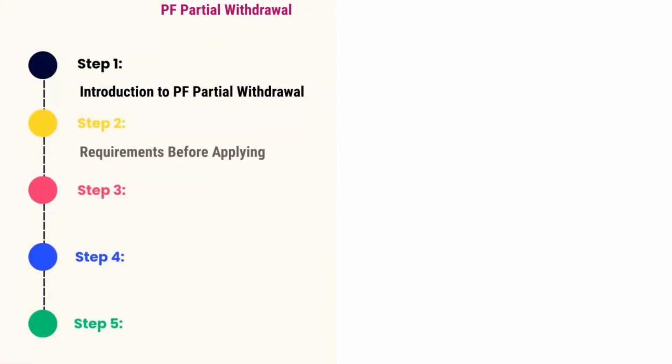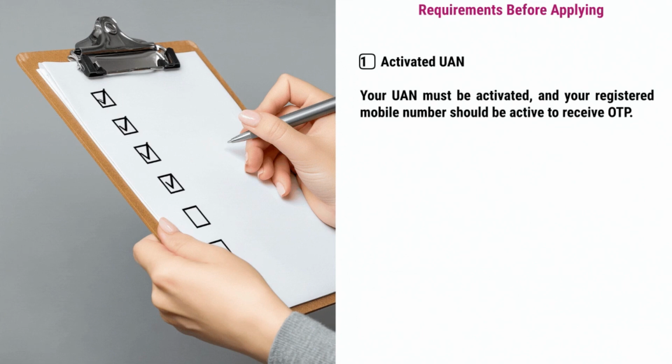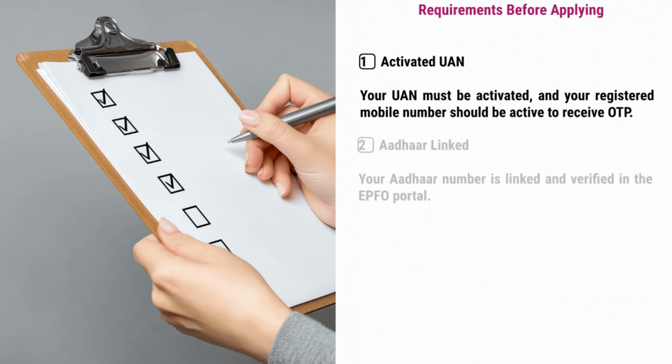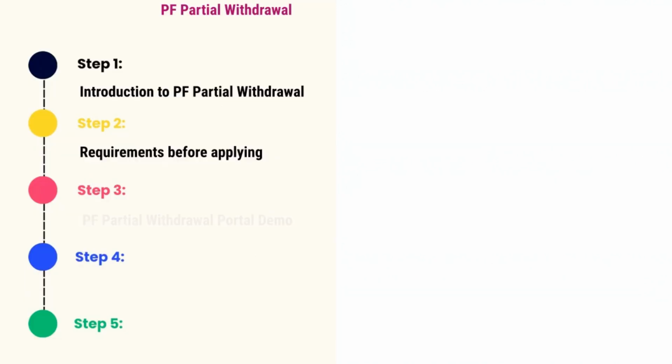Step 2. Requirements before applying. Before applying for PF partial withdrawal, make sure the following requirements are ready. Activated UAN. The UAN must be activated and your registered mobile number should be active to receive OTP. Aadhaar linked. Your Aadhaar number is linked and verified in the EPFO portal. Bank account verified. Your bank account should be linked with your PF account and verified. Step 3. PF partial withdrawal portal demo.